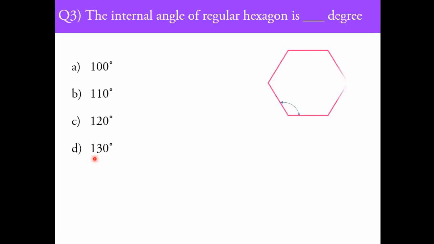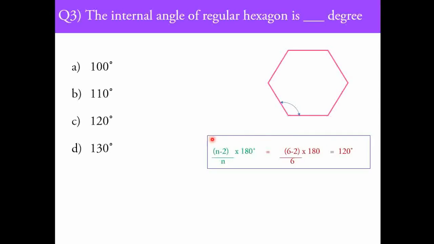Now the next question. The internal angle of a regular hexagon is dash dash dash degree. The options are 100 degree, 110 degree, 120 degree, and 130 degree. The previous two questions were related to the pentagonal plane, and now a regular hexagonal plane is mentioned. With the same formula, (n minus 2) divided by n into 180, where n stands for the number of sides, and here the number of sides is 6. So (6 minus 2) divided by 6 into 180 is equal to 120 degree.